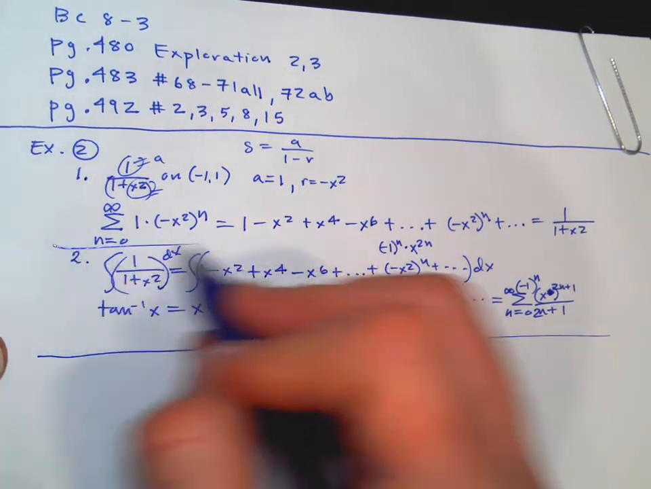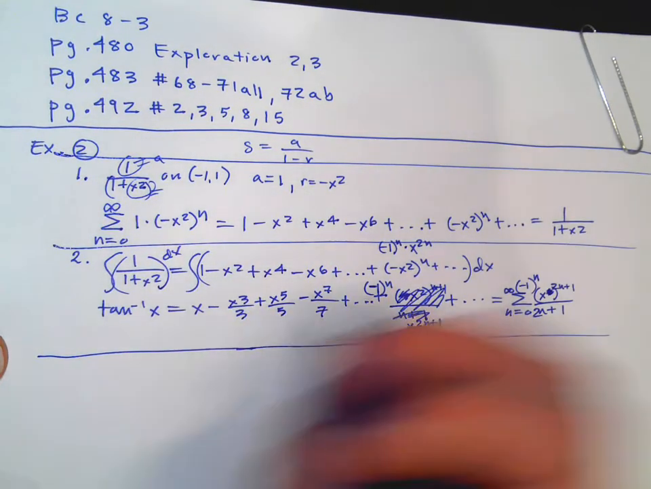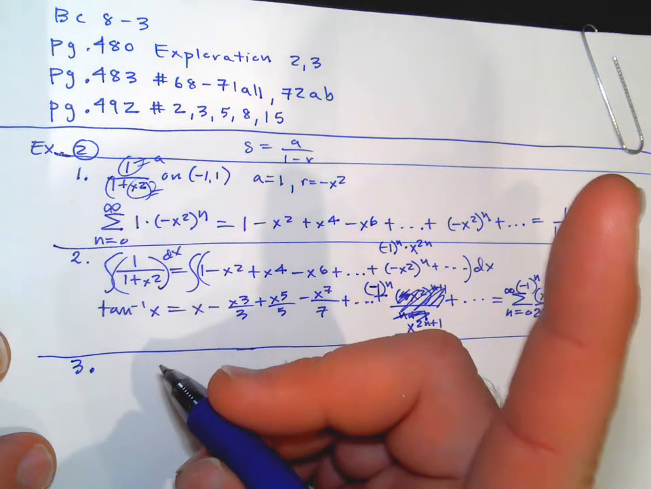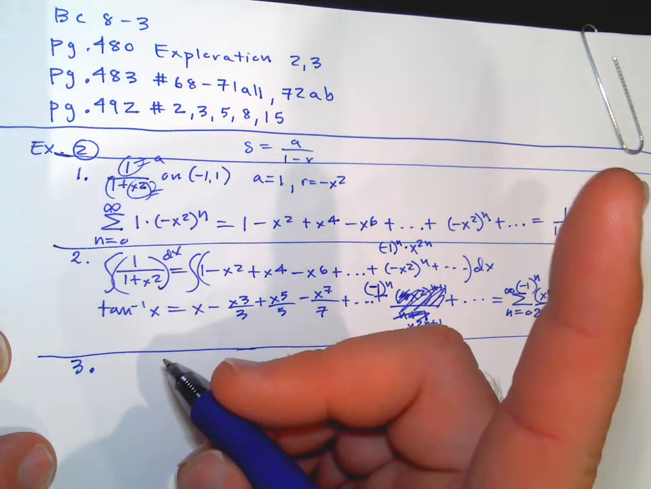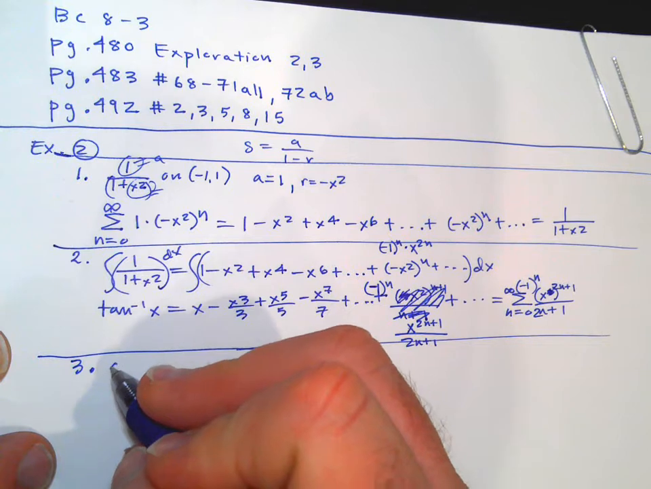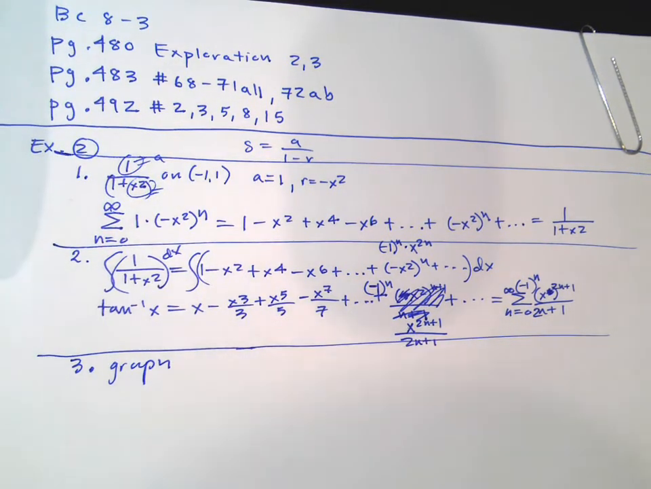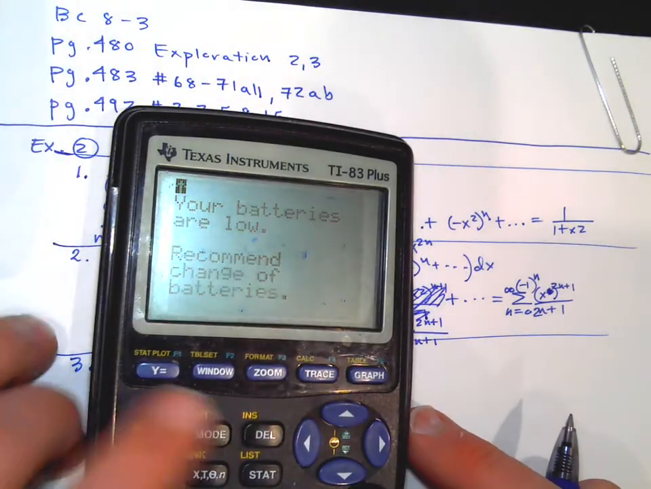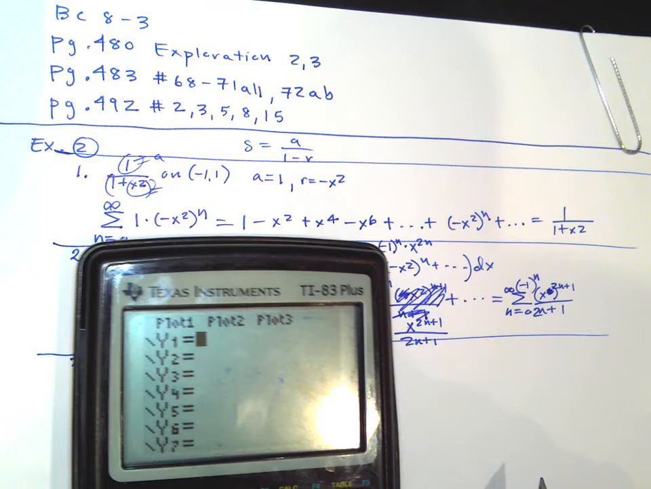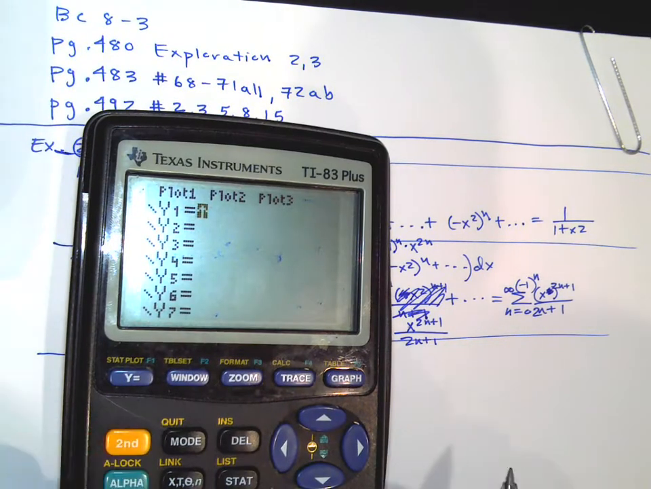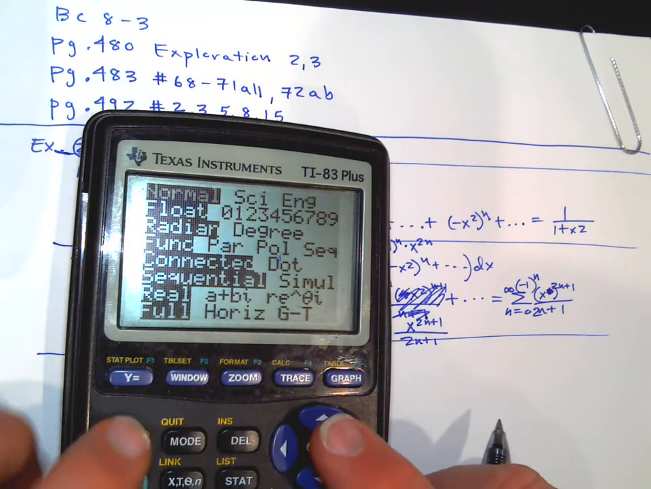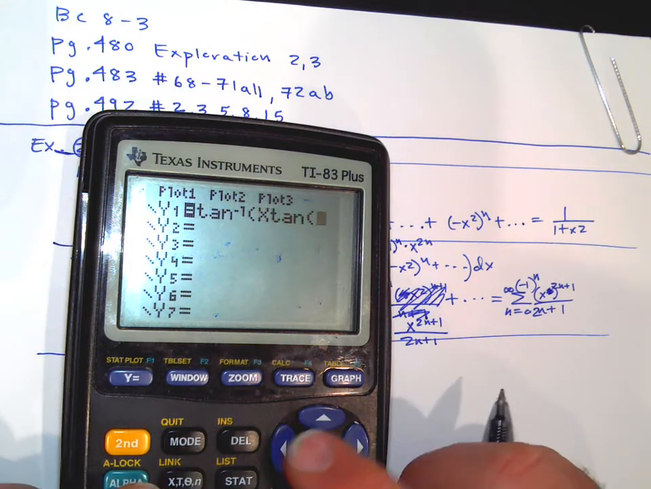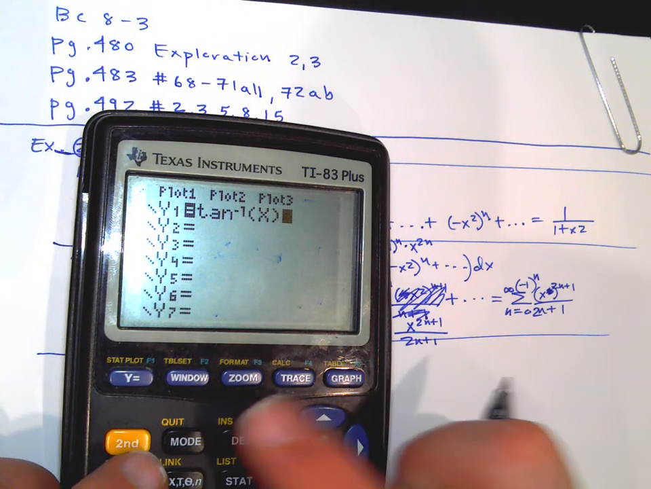Let's see. Okay, part 3. Graph the first 4 partial sums. Do the graphs suggest convergence on the interval -1 to 1? So we're going to graph these on a graphing calculator. We're going to graph inverse tangent. Make sure you're in radian mode. It keeps typing all kinds of stuff I don't want.